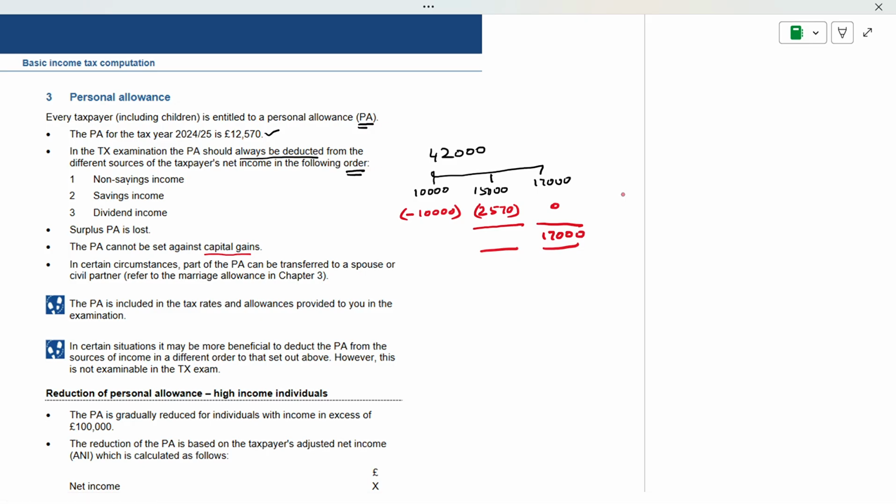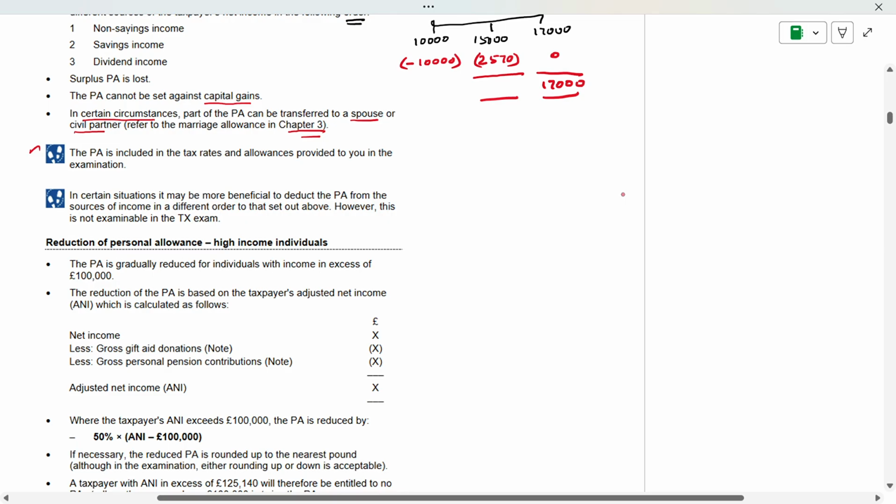In certain circumstances, personal allowance can be transferred to a spouse or a civil partner. We'll cover that in a later chapter. The PA is included in the tax rate table given in the formula sheet. In certain situations, it will be more beneficial to deduct PA from the sources of income in a different order. However, this is not examinable in the TX exam.